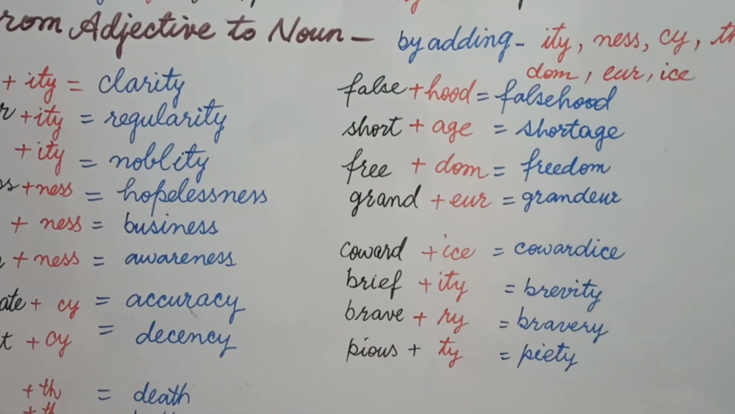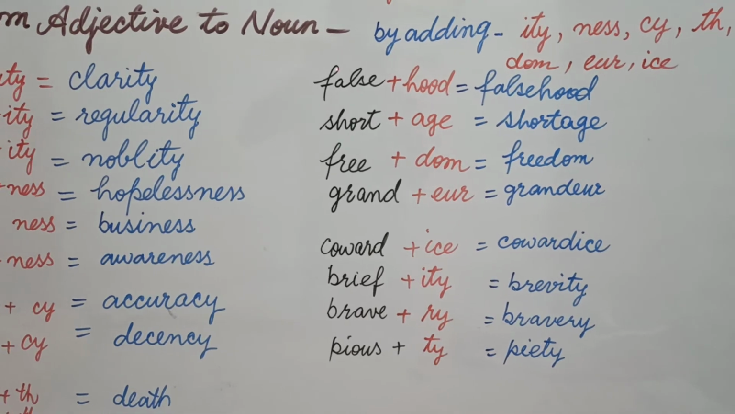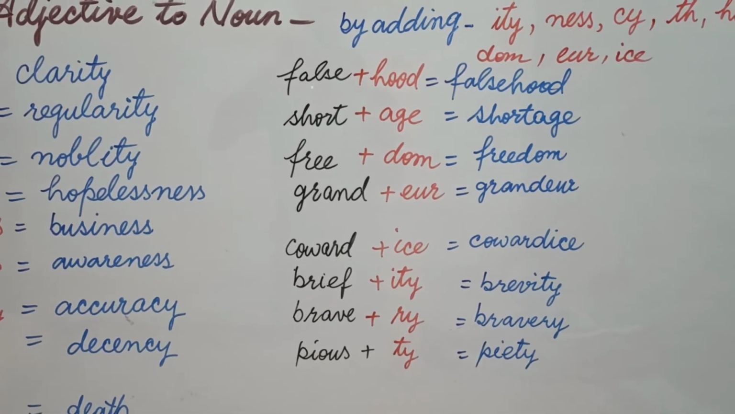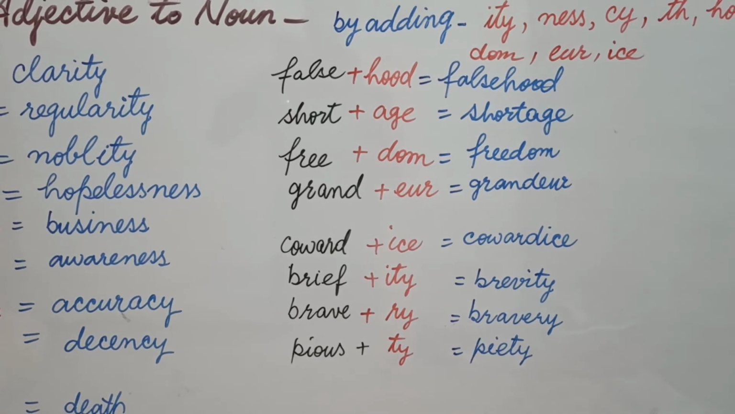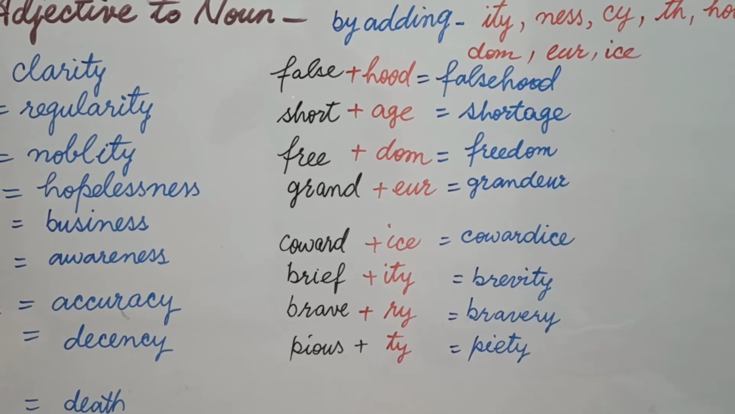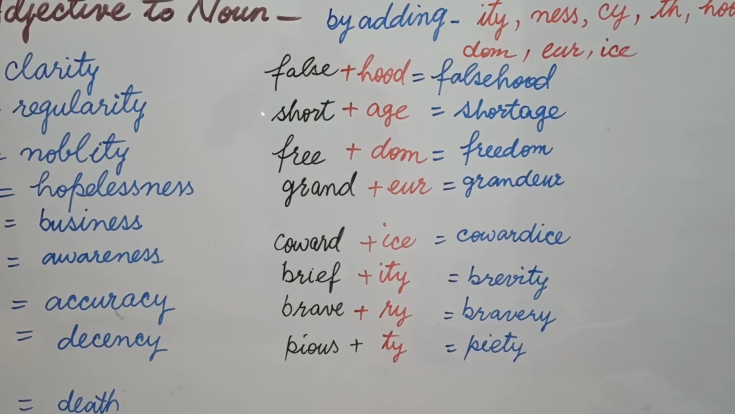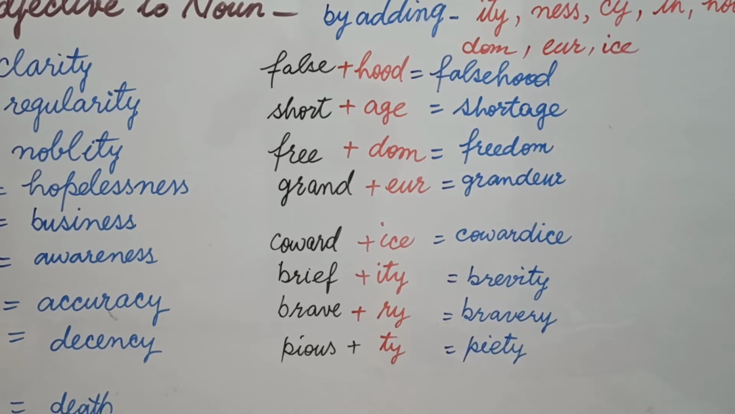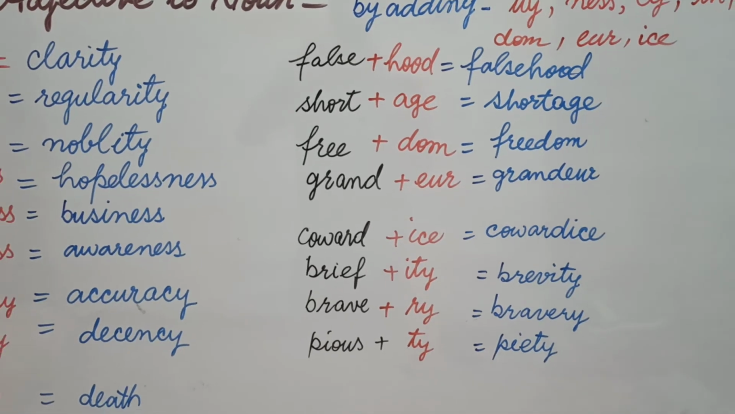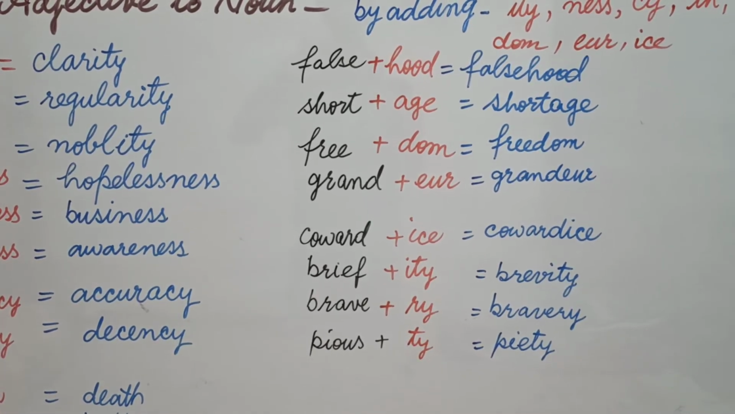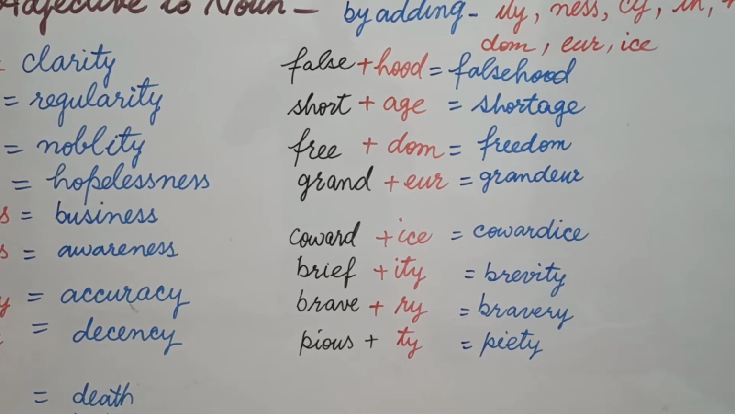Now students, false means not proper or not true, and here we use hood. You say falsehood: false plus hood, falsehood. Short plus age, shortage. When you write short, it describes some noun. Suppose short shirt, short man.